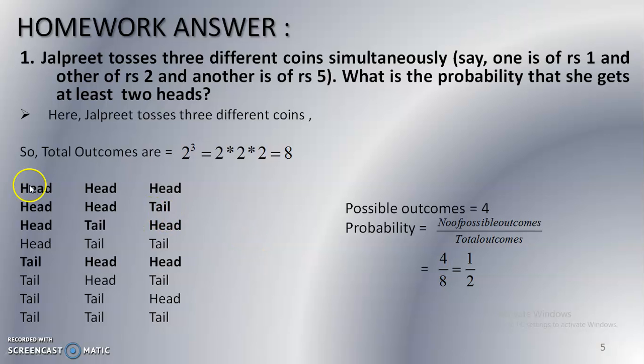And over here I have written all these 8. So minimum 2 heads means we can include 3 heads also. So 1, 2, 3 and 4, right? So possible outcomes are 4. Ultimately probability equals number of possible outcomes divided by total outcomes equals 4 divided by 8 equals 1 upon 2. Got it? Because 4 2s are 8. Now go to the next.